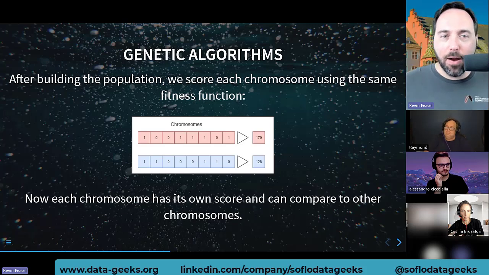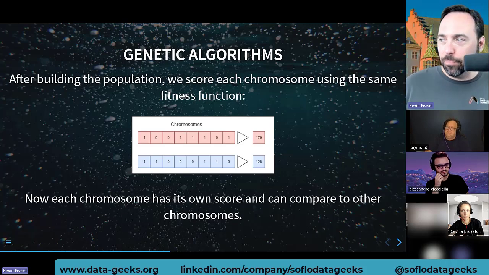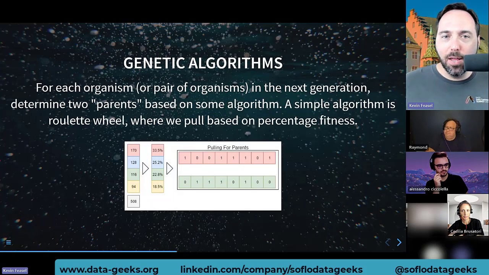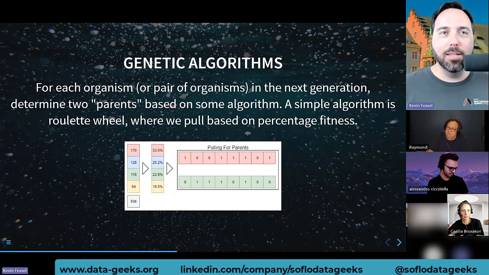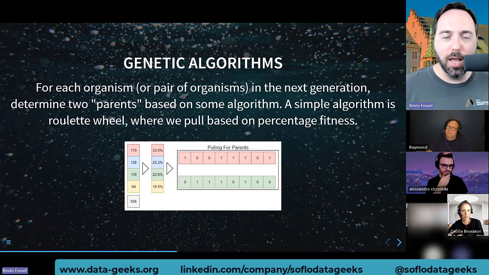So we need to have a comparable value. Basically, it needs to be a number, and we can say this number is bigger than that number. So now each chromosome has its own score. We can compare versus other chromosomes, and we can even say, hey, if I want to build out my next generation, I want to take some of the best characteristics from my existing population, survival of the fittest.